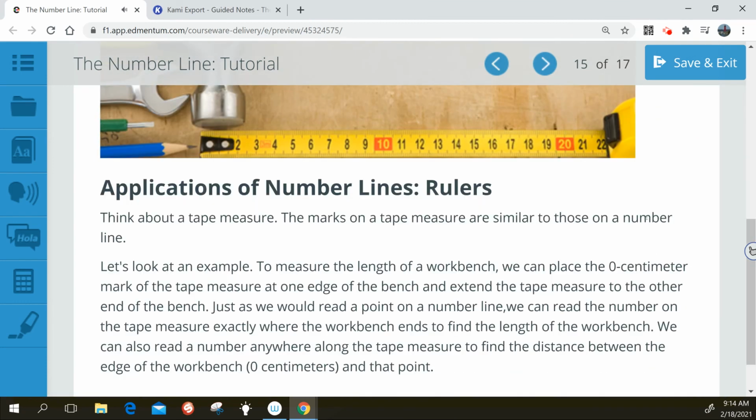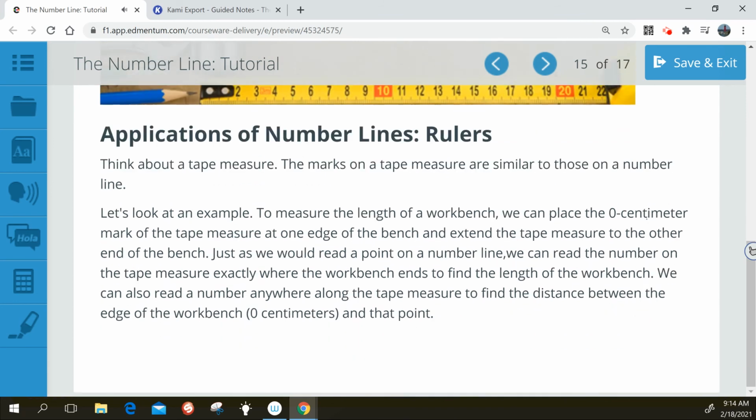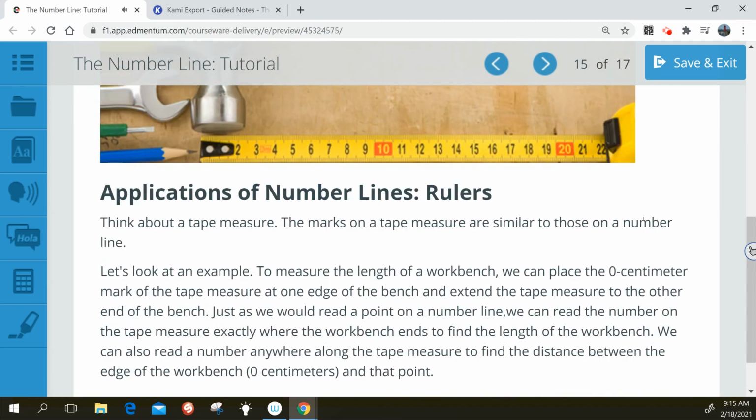Applications of number lines. Rulers. Think about a tape measure. The marks on a tape measure are similar to those on a number line. Let's look at an example. To measure the length of a workbench, we can place the 0 centimeter mark of the tape measure at one edge of the bench and extend the tape measure to the other end of the bench.